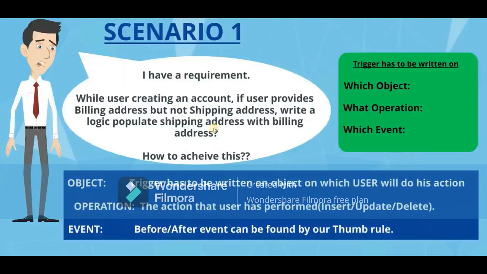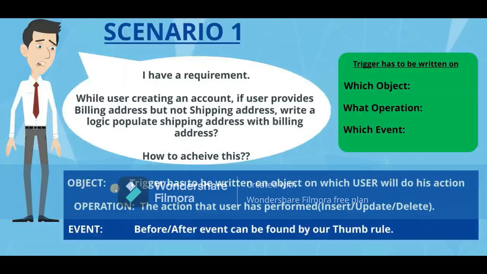So obviously, whenever a record is inserted, updated or deleted, if we want to perform some action, we can go ahead with triggers. We have other options also, which are flows, process builders, etc. But in this scenario, particularly, we are working on triggers. So hence we need to write a trigger here. Now, the trigger has to be written on which object, what operation, and which event. So operation meaning insert, update, or delete. Whenever a trigger has to be written, we need to mention what object it is, what operation we are doing, and what event it is.